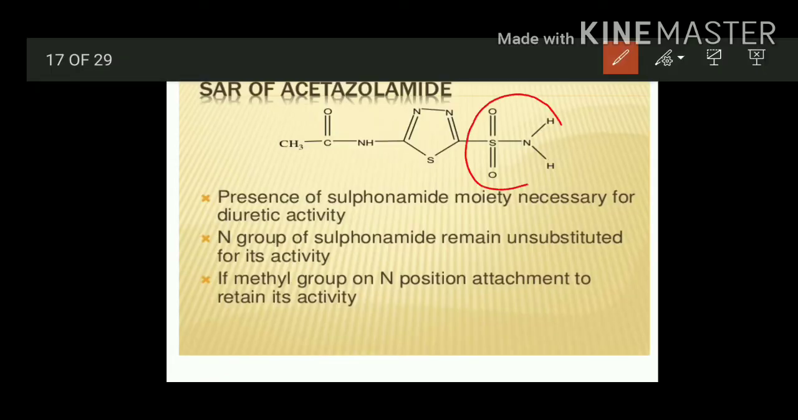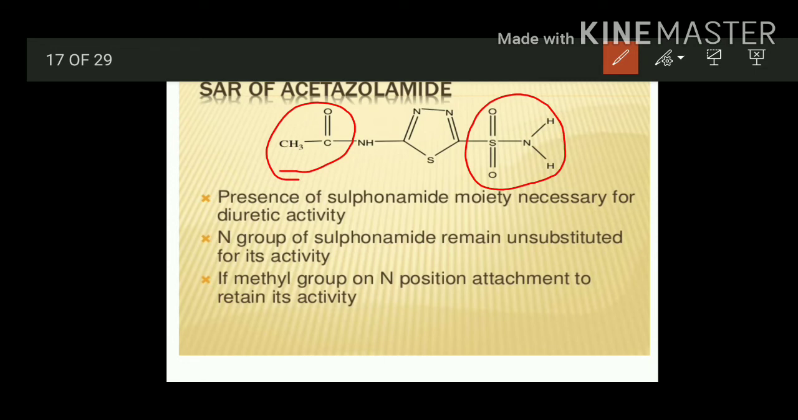So this is the sulfonamide moiety. That's why it comes under sulfonamide drugs. The presence of the sulfonamide moiety is necessary for diuretic activity. The nitrogen group of the sulfonamide must remain unsubstituted for its activity. We should not go for any substitution on these sulfonamides. If we want to make any substitution, we have to use a methyl group there in order to retain the activity. Apart from that, the presence of the acetyl group, that means acetamide, plays an important role.